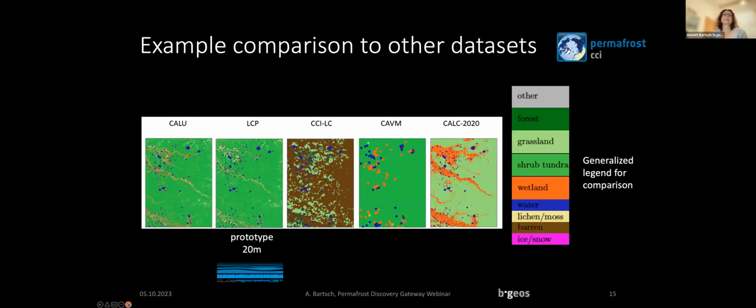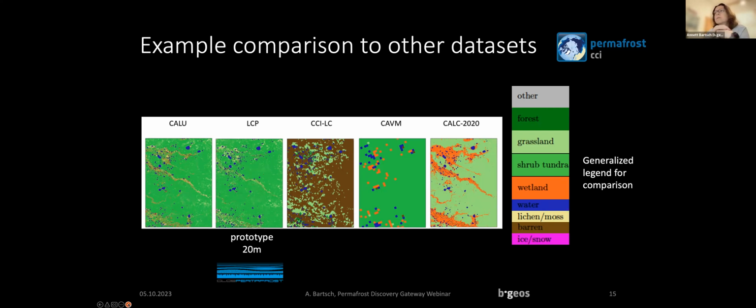Now, how does what we produce compare to other data sets? The first on the left is the comparison to the prototype. It looks rather similar. In order to make such a comparison to other maps, we grouped them into some joint classes because there's really no other map which has the type of classes that we have. Maybe CIVM being rather similar, but the others are completely different, so we group them for comparison.